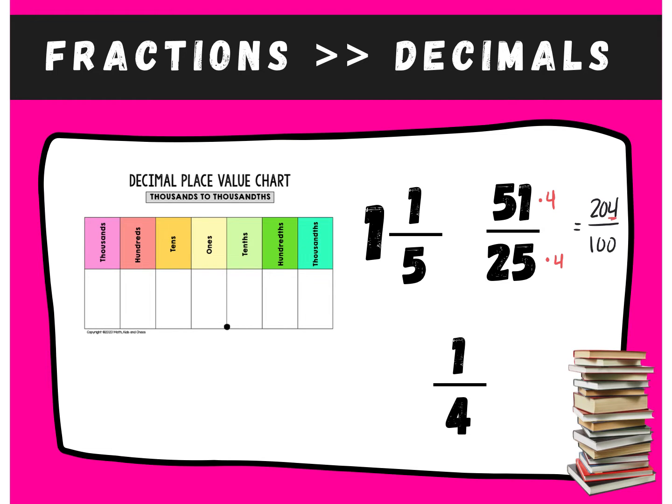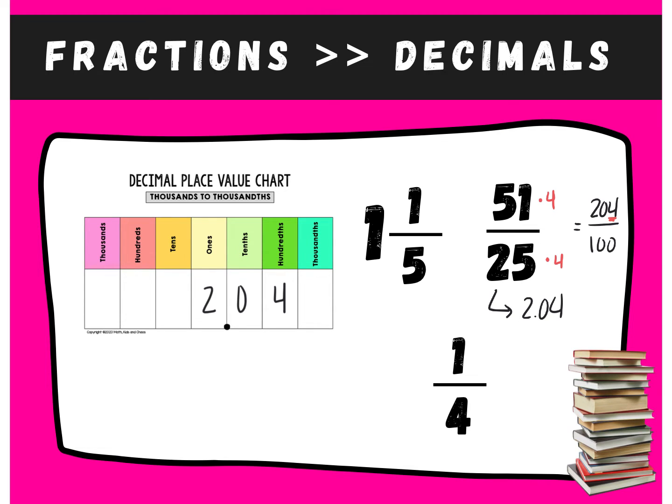Again, I need this last digit to be in the decimal place that we're representing, the hundredths in this case. So I'll write it backwards. I'm going to start at my hundredths, and then I'm going to make sure it says 204 right in a row. And I can clearly see that my decimal is 2.04. Now, it works that way for any number. If I can get the denominator to be a 10 or 100 or 1,000, it's an easy decimal to write.